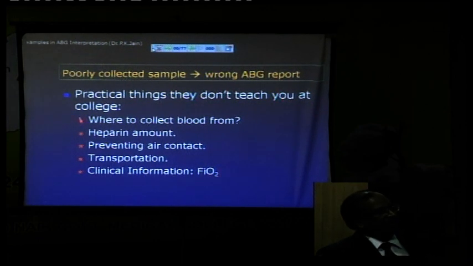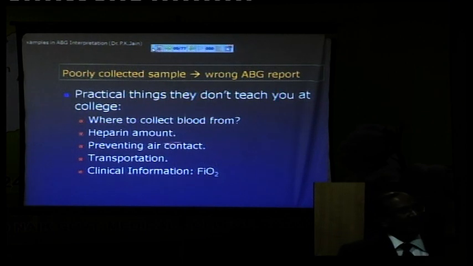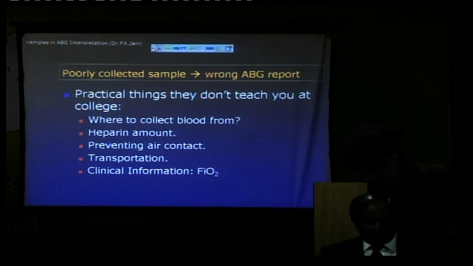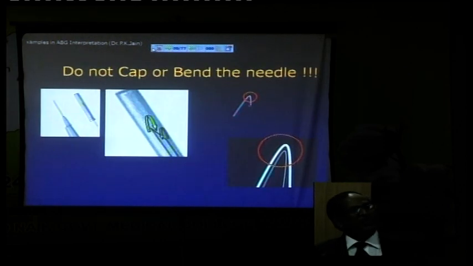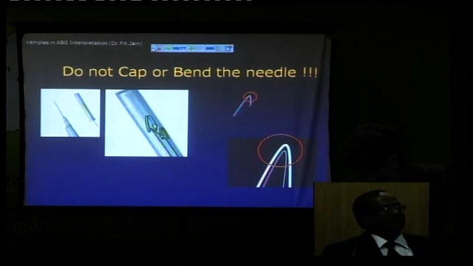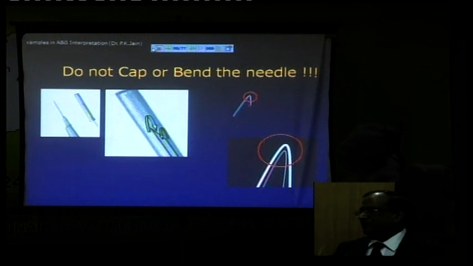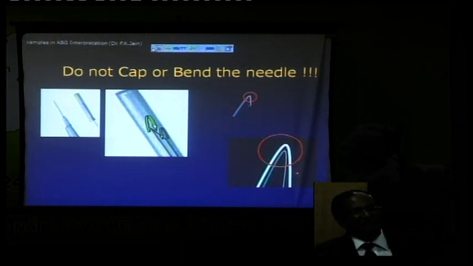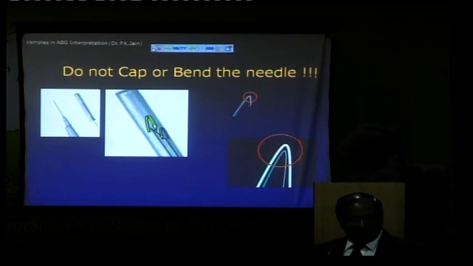Preventing air contact is very, very important. Okay. Transporting it, how to transport it, and clinical information, that the FiO2 you should write. Now, people believe that to prevent air contact, I can either cap the needle with this which you get. It is useless because there is still air in contact with the blood. Or they say we can bend the needle and think that it is over. But if you see, there is a small capillary which is still patent, and you will have contact with air.